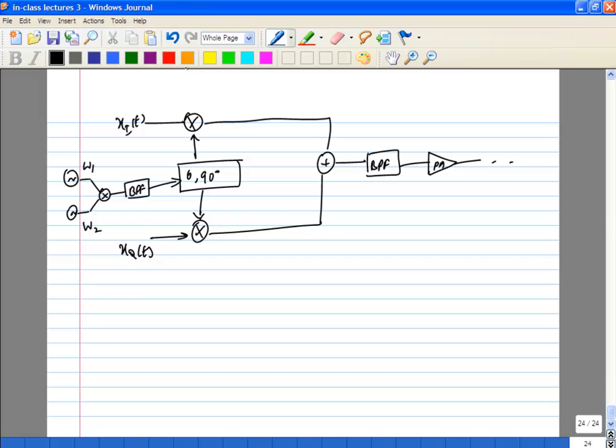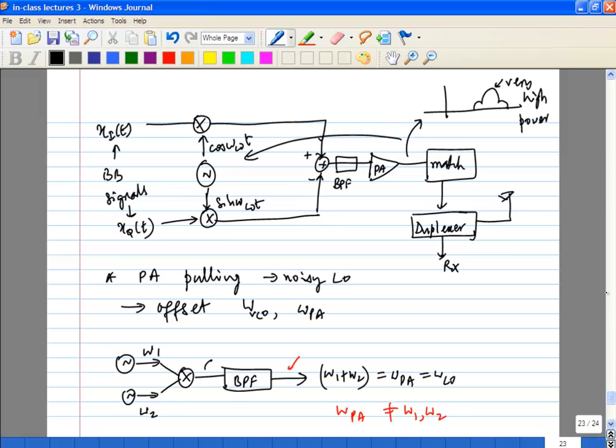So what this means is that is what you create. You will have two VCOs to generate omega 1 and omega 2. Okay. So the idea is very simple. Okay, the idea is not very simple, but the concept is very simple.